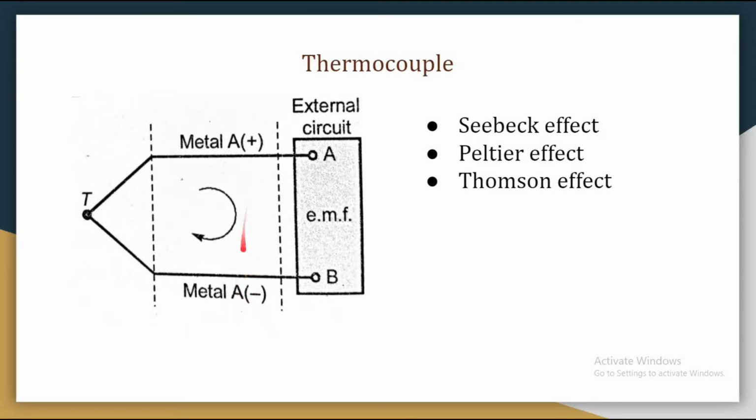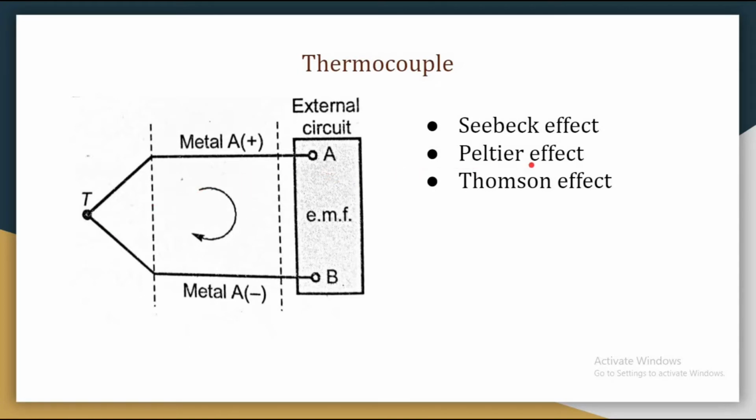So metal A and metal B, two dissimilar metals, when they are joined together, an EMF will exist between the 2 points A and B. As you can see, there is an EMF existing between 2 points A and B, right? This EMF will be a function of the junction temperature T. Okay, so this is all about the Seebeck effect.